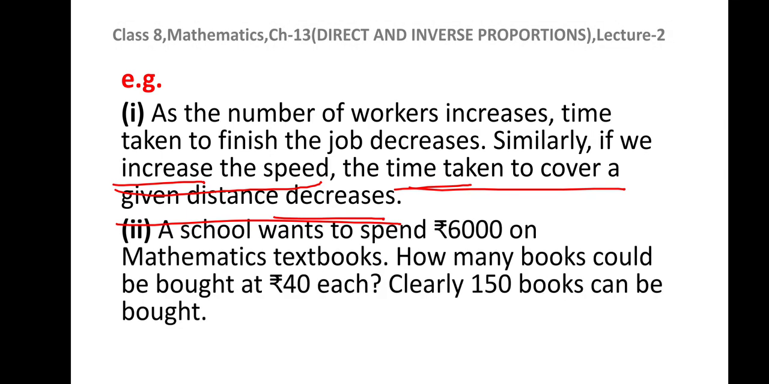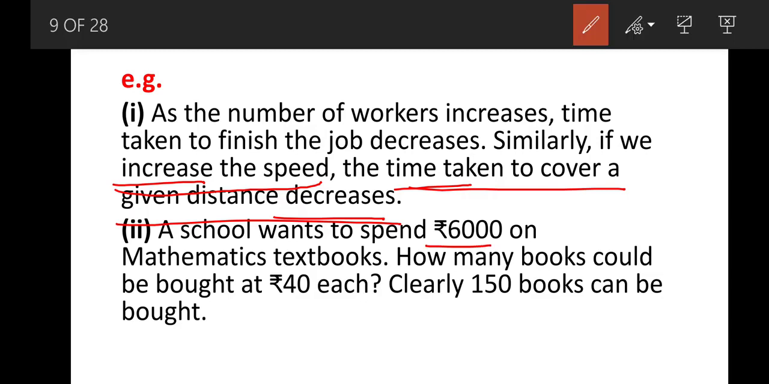Let us consider another example. If a school wants to spend rupees 6,000 on mathematics textbooks, how many books could be bought at rupees 40 each? It is quite obvious 150 books can be bought. Let us see now.